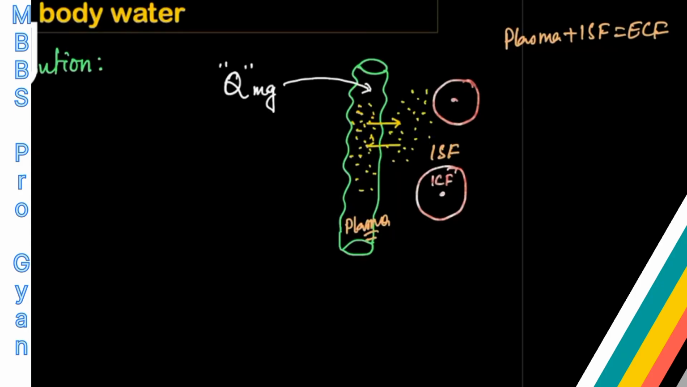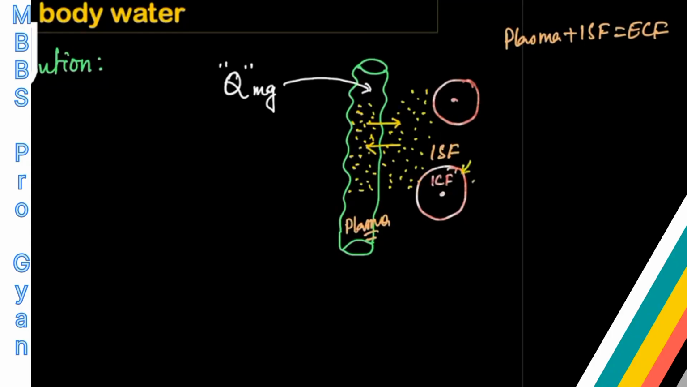Okay, and then this distribution will reach a point where there will be equilibrium between this plasma concentration as well as this interstitial fluid concentration. So there will be an equilibrium where inulin is distributed equally in the plasma as well as interstitial fluid, right? So now if I ask you that this substance, inulin, which you have injected, is distributed in which volume? Your answer will be in plasma as well as in interstitial fluid.